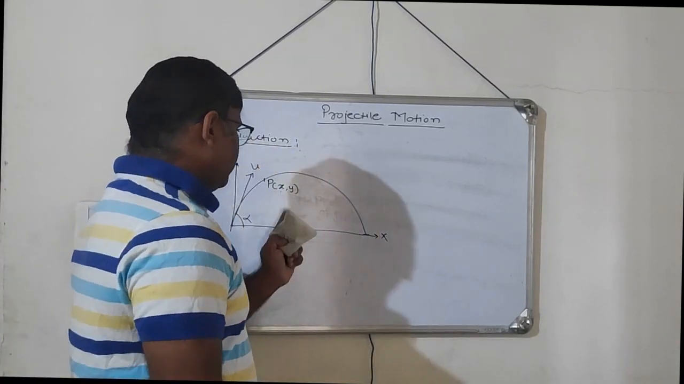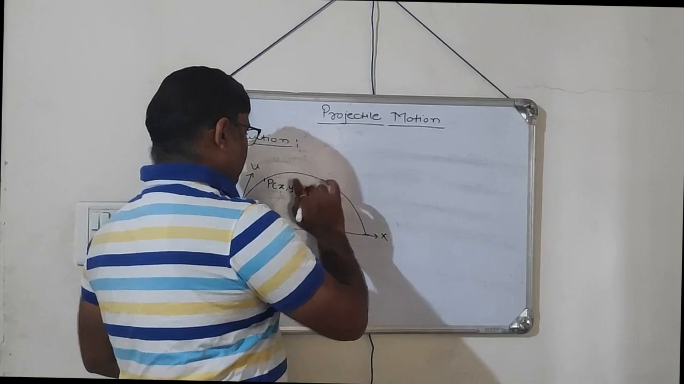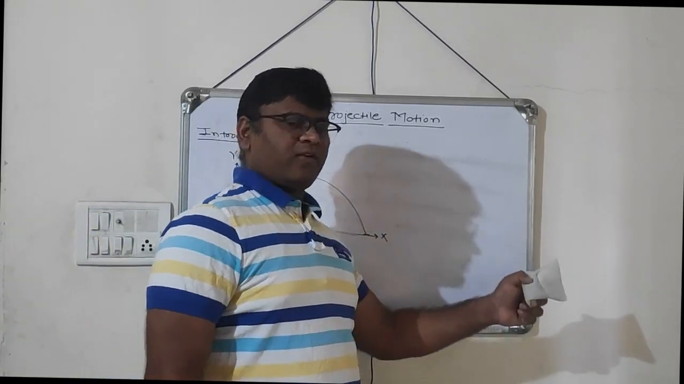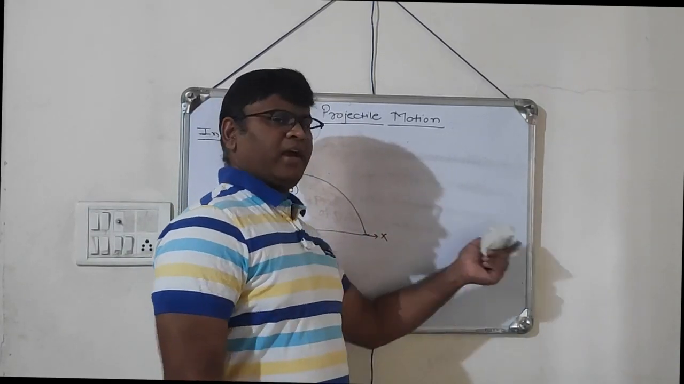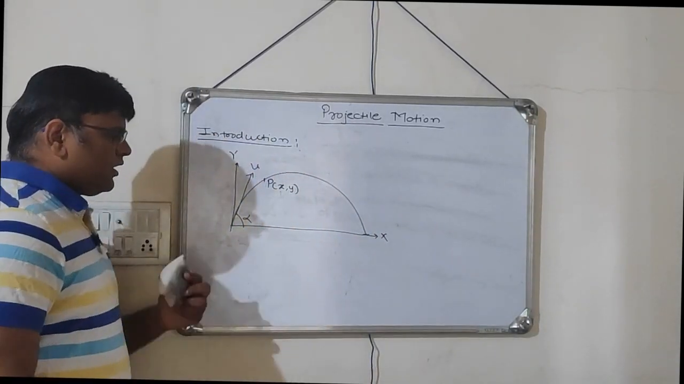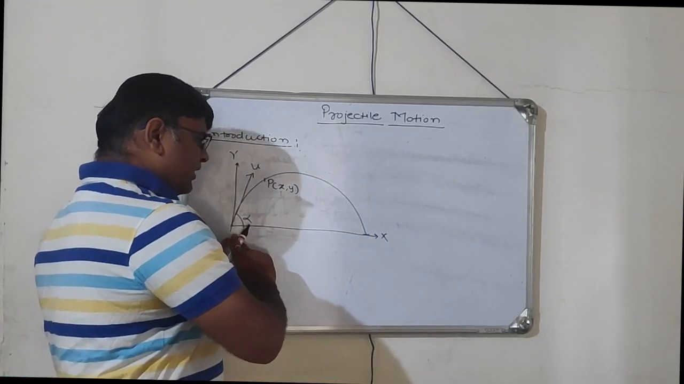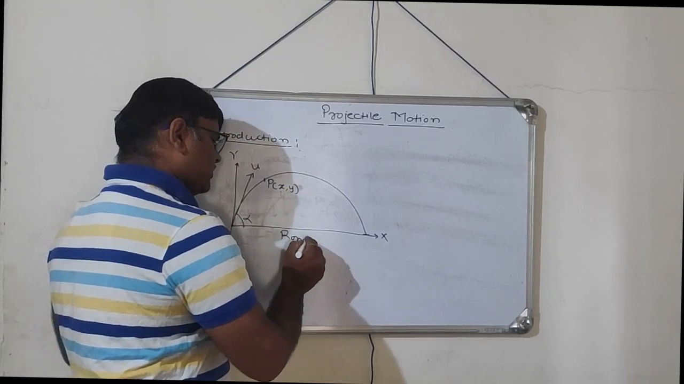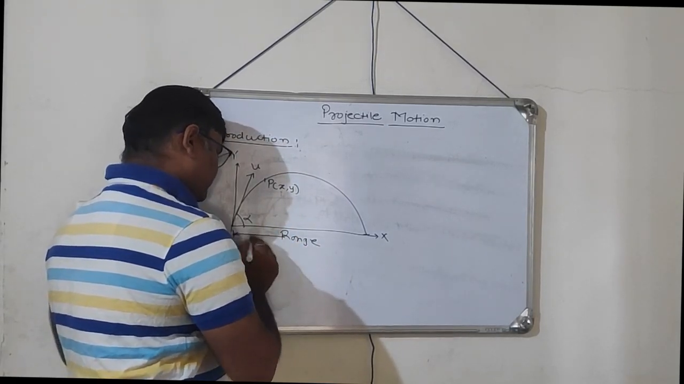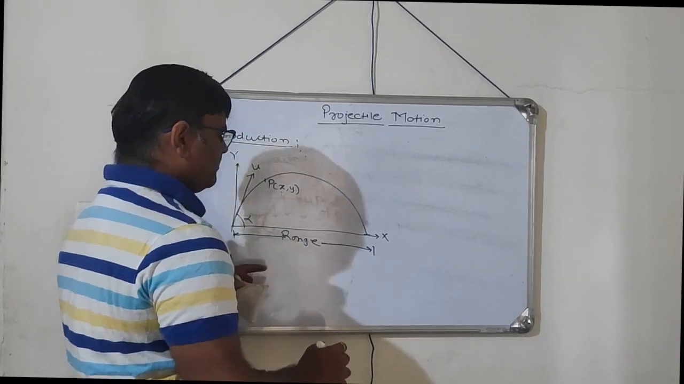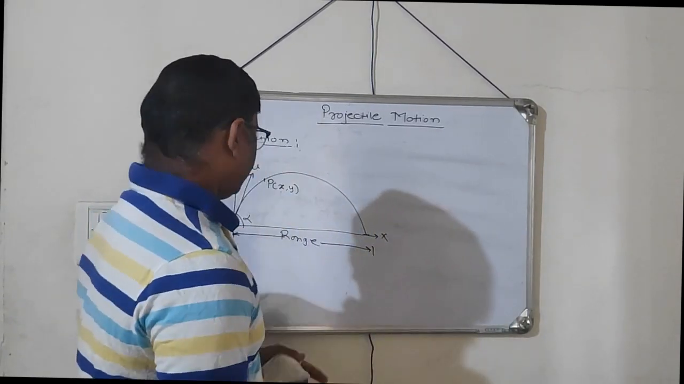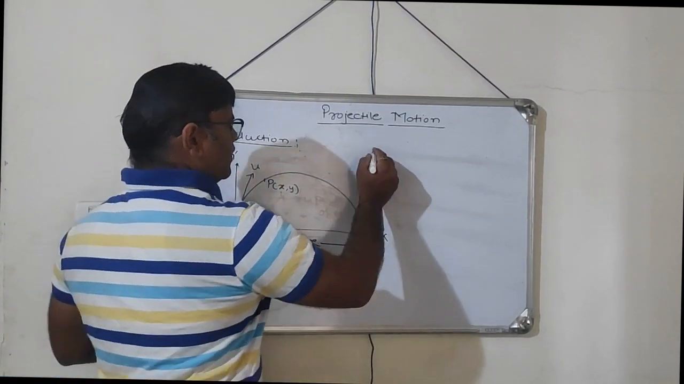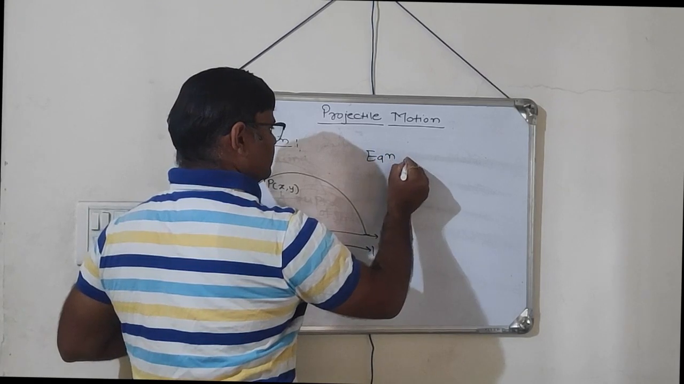Now we will calculate various terms, as I told you: your time of flight, then range of the particle, then maximum height. Okay, now what is range? Range is very simple. The horizontal distance covered by the particle when it is projected in free air is called the range. So this horizontal distance covered by the particle is called the range. Okay, so we will find out these terms, but before that we will see the equation of trajectory.